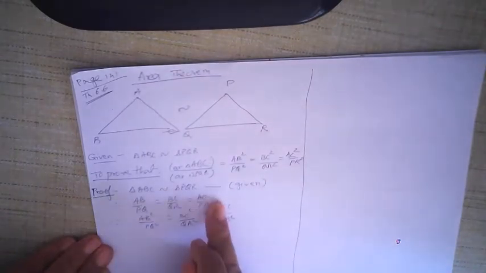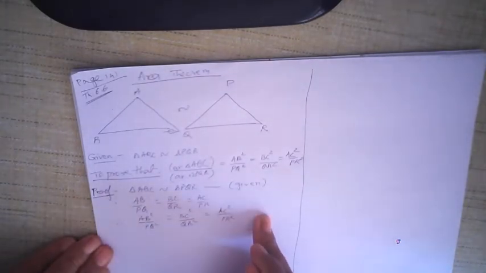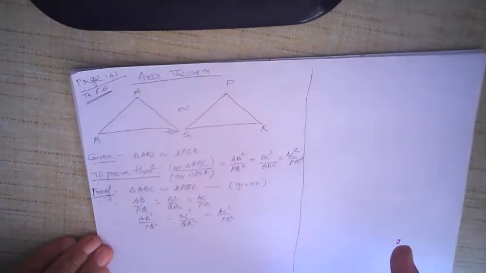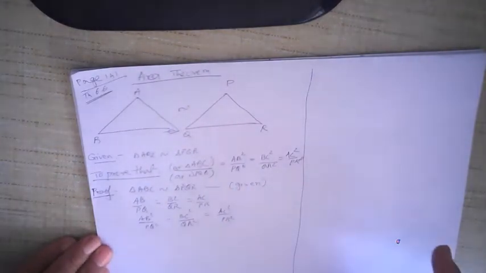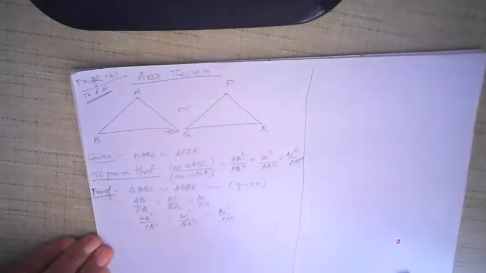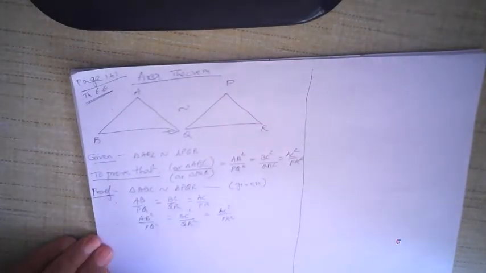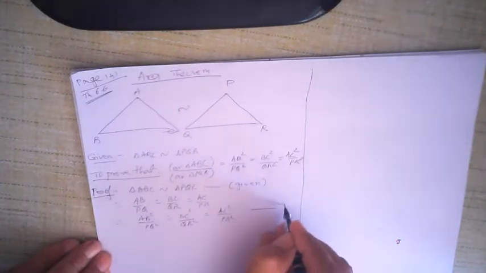They are equal, so the squares also will be equal. If x is equal to y, then x square is equal to y square. If x is equal to y is equal to z, then x square is equal to y square is equal to z square. Like that, I have just squared it. Now let this be result number 1.